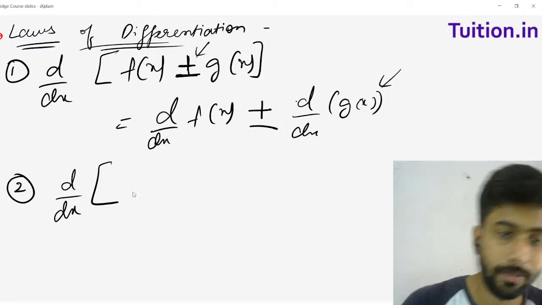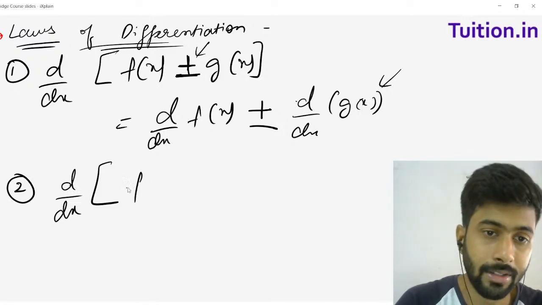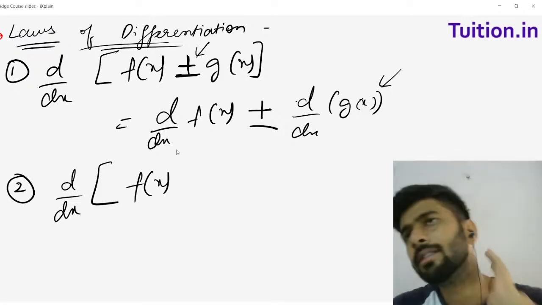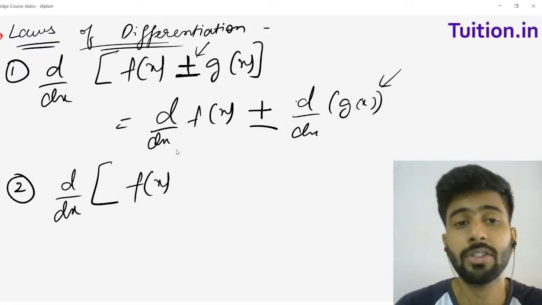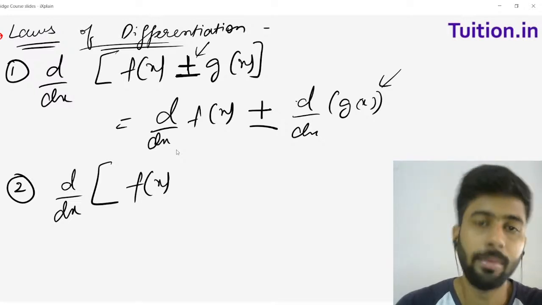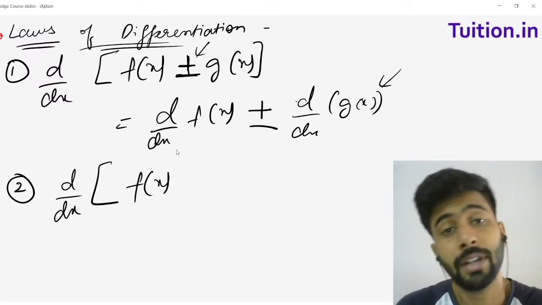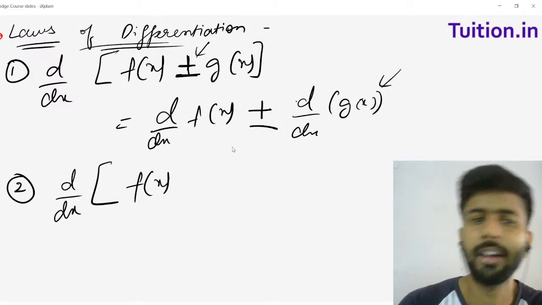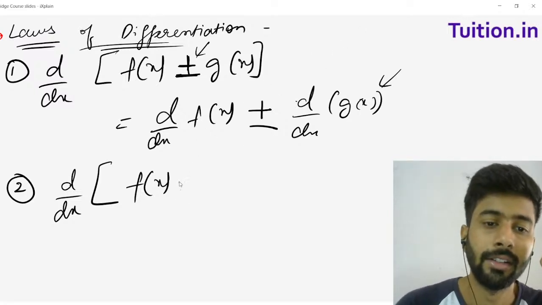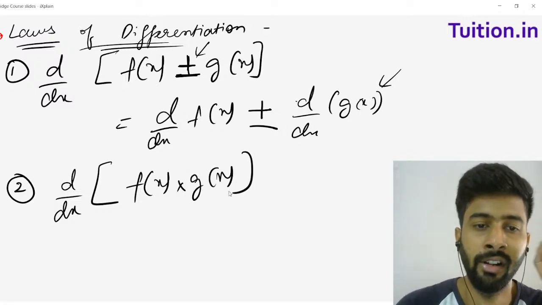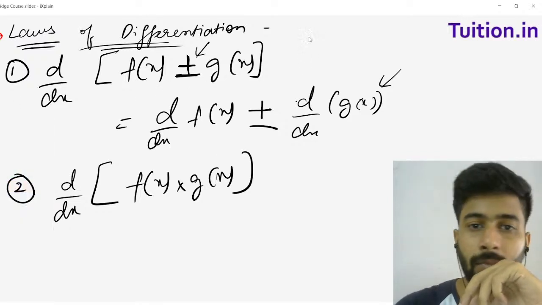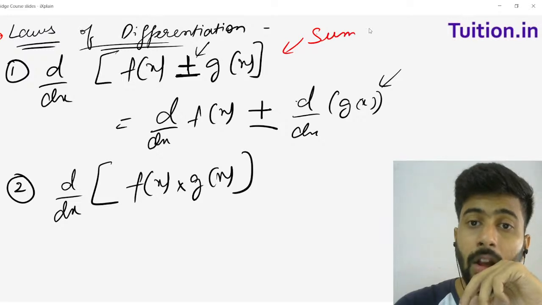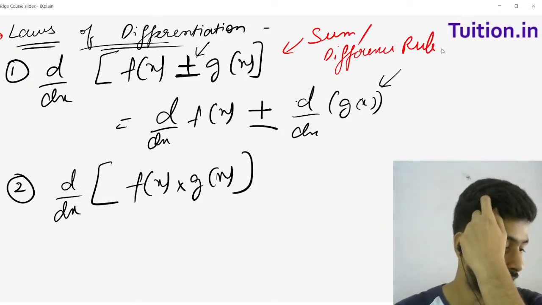Okay, so this is the first law. Second law, guys. Again, these laws have a little bit of understanding, but at the same time there is a little bit of memorization also. Formulae are all about memorization, but these laws are a combination of memorization and a little understanding. So if you have f of x into g of x... number 1, this first law is called the sum or the difference rule.